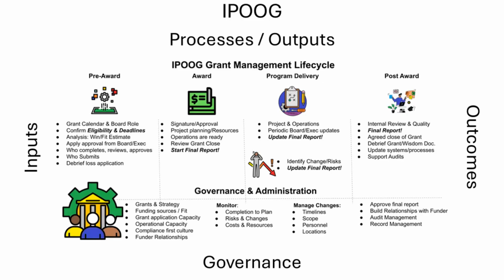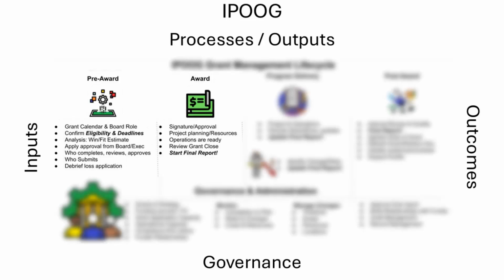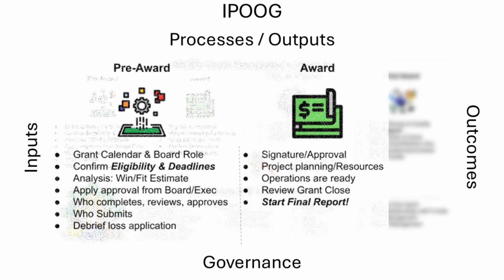It is broken into 5 steps. The first 4 follow a chronological sequence, while the last, governance administration, supports the first 4 phases. Speaking of phases, every grant starts with a single application. The board has a role in determining what type of grants to apply for. Staff or volunteers complete and submit the application.